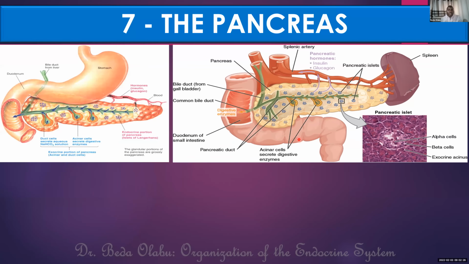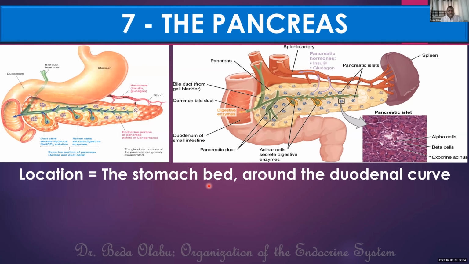Now we can talk about the pancreas. In terms of location, the pancreas is located behind the stomach. We call that the stomach bed. Usually, it's around the curvature of the duodenum. If this is the duodenum, it curves around the pancreas.